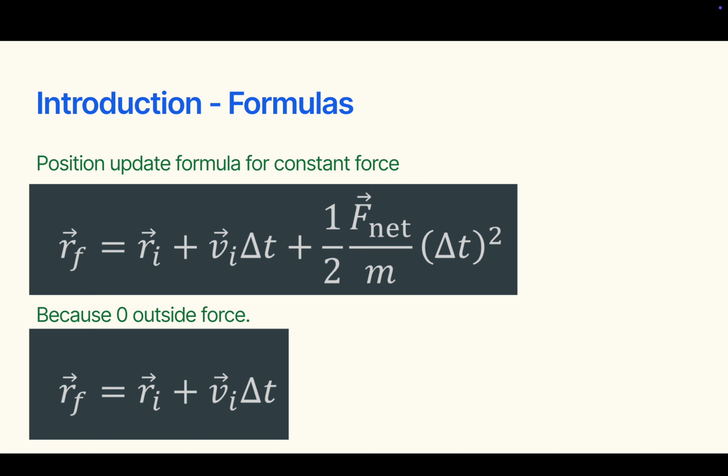So the formulas we used was the position update formula for a constant force, which is the position final vector is equal to the position initial vector plus the velocity initial vector times delta t plus 1/2 the net force vector over mass times delta t squared. But because there's zero outside force, we can drop the net force vector, and so we get position final vector is equal to the position initial vector plus the velocity initial vector times delta t.